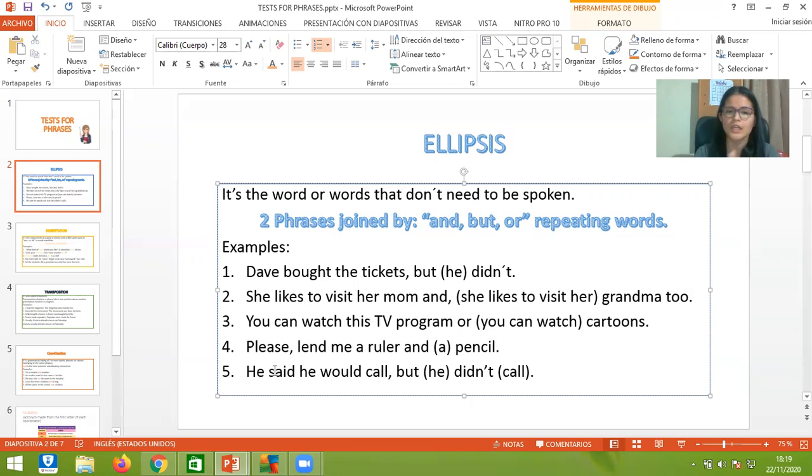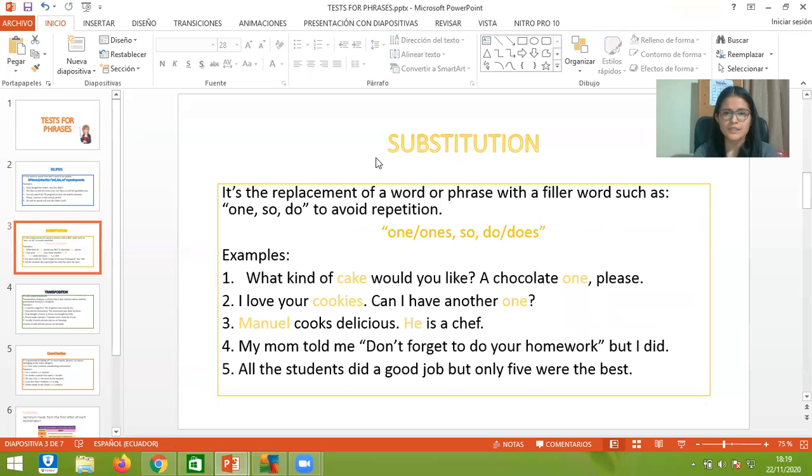He said he could call, but didn't. In this example, we omit 2 words, the subject "he" and the verb "call", because we understood that we were talking about he and about the action that he was stating or realizing. The next is substitution.